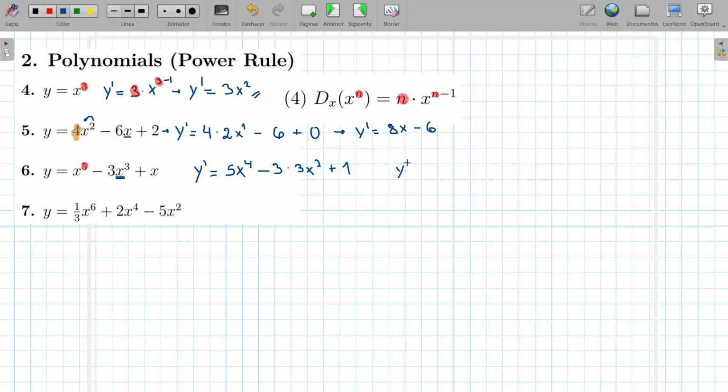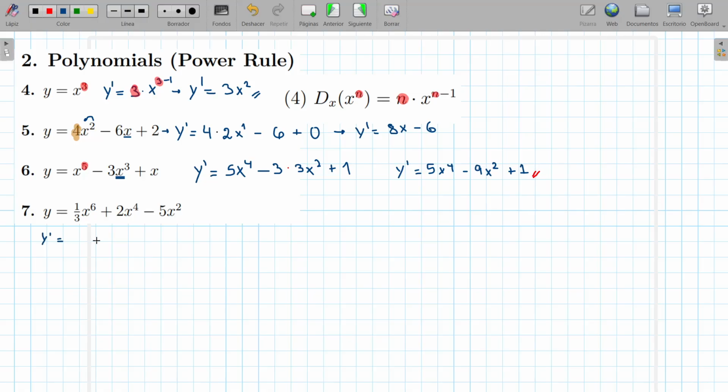To make it more clear, we got 5x to the 4. 3 times 3 is just 9, x squared, well, plus 1. Just like that, we are done. That is the result.